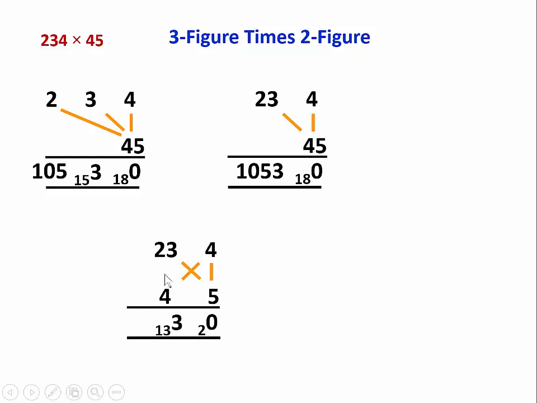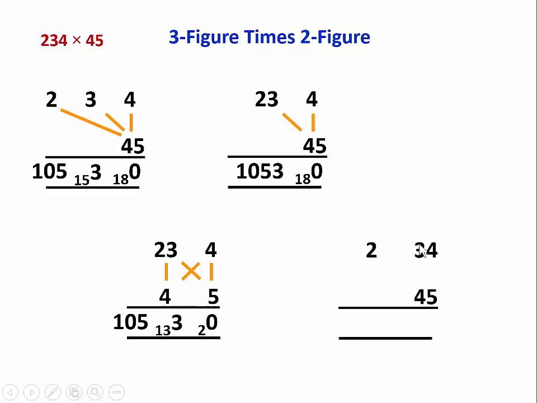Then to complete the pattern we multiply vertically here. We have 23 times 4, that's 92. Add on 13, it's 105. 10530. So all these variations are possible, and here's another one.